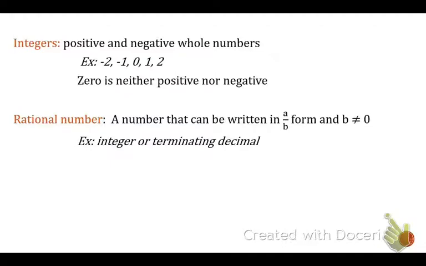From the video that I just showed you, what is an integer? Positive and negative whole numbers. I have given you 5 examples here: -2, -1, 0, 1, and 2. Can you think of any other positive or negative whole numbers? Anything else in the world? 5, 3, 6. Okay, those are all positive. What about negatives? -7, -8. Okay, so anything that's a positive or a negative whole number, that's an integer.